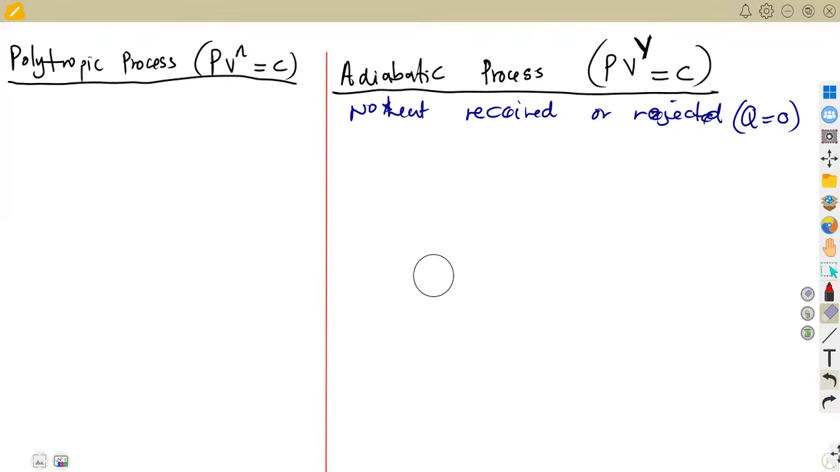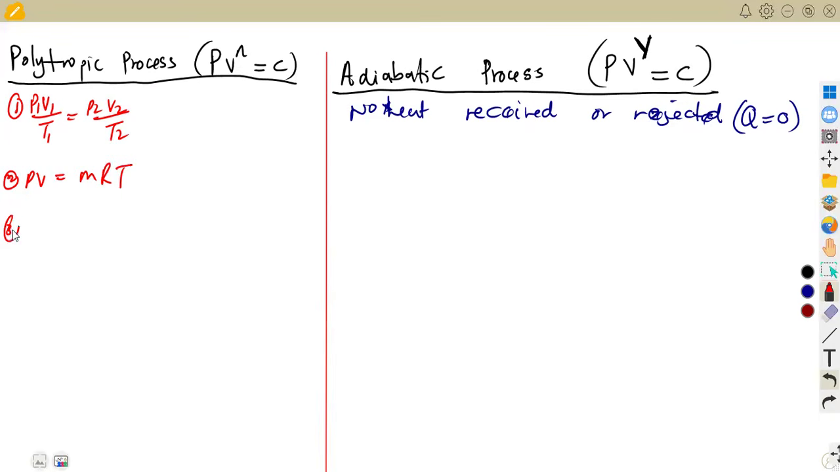So you just want to check the most important part, like how questions are going to be given, and the formulas that you need when working with each process. So this part, P1 V1 over T1, is not going to change, which is equal to P2 V2 over T2. You can use this to find any of these. And also remember, PV is equal to MRT. We talked about this formula. It's not going to change also.